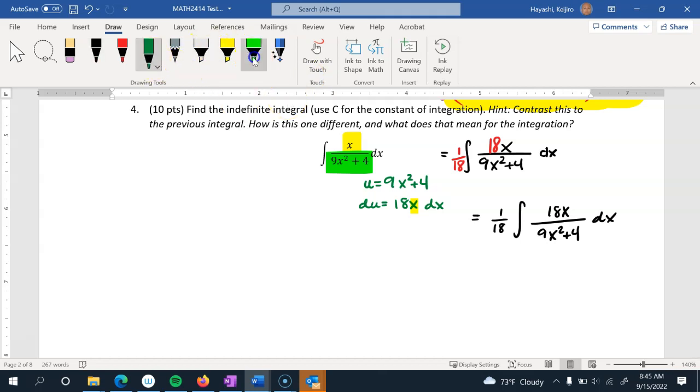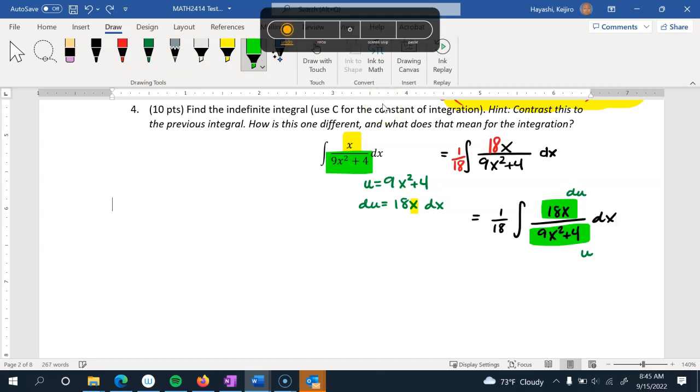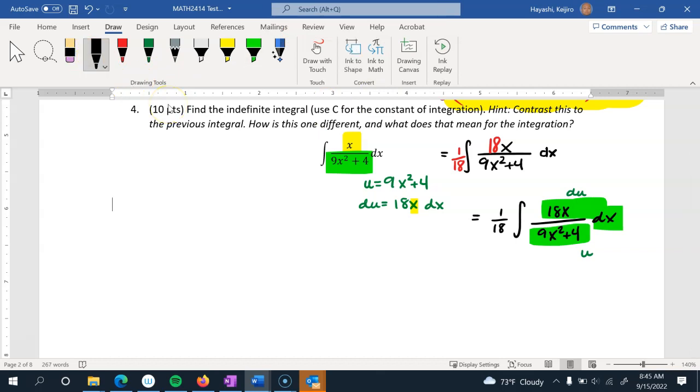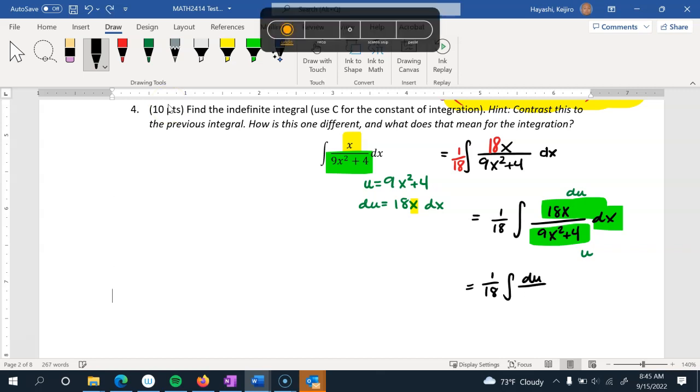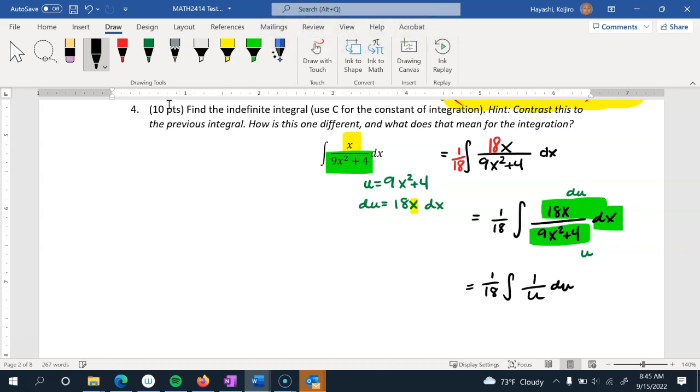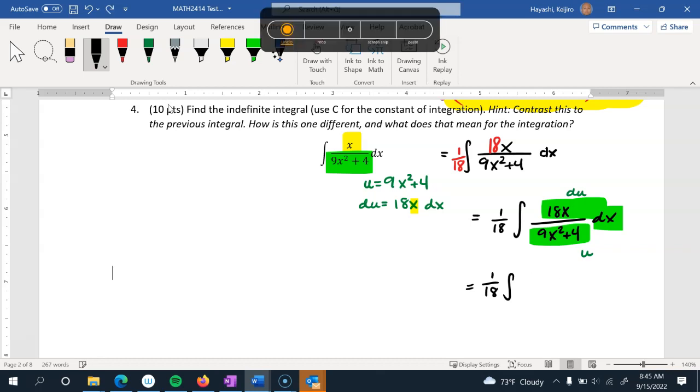But then what that gives you is u on the bottom and du on the top. Oh, I guess it's 18x dx. So that's simply 1/18 times the integral of du over u. Or if you'd like to write it a different way, 1 over u du. Whichever way, it's the same.